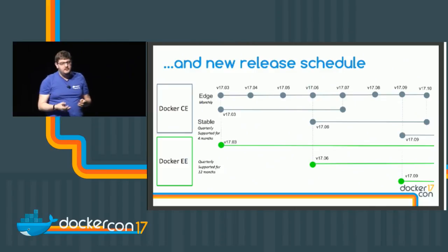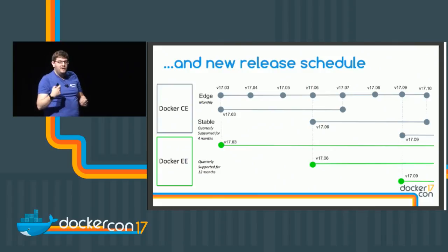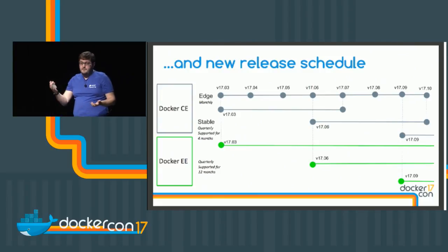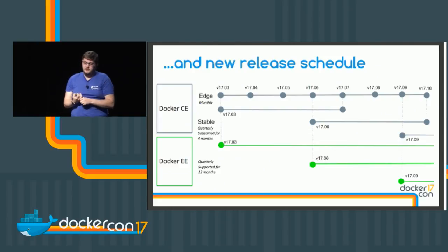Right now, it's much better, because we basically release every month. So if, for example, you miss 17.04 for your feature, that's okay. You know that a month after, the feature is going to be here. So yeah, we're releasing more often, and it's going to help the quality of the product.